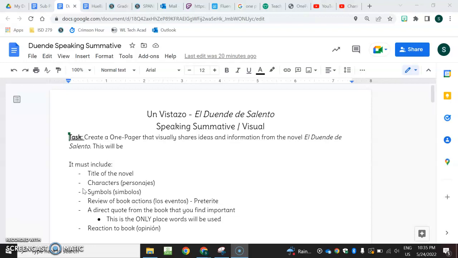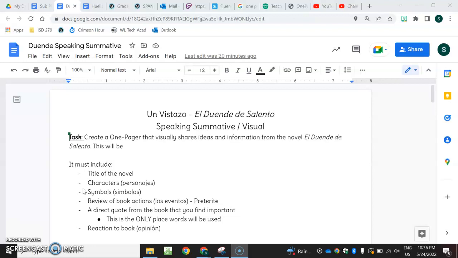What símbolos, what symbols kept coming up in the book, or are things that we talked about on more than one occasion? So, for example, you might choose to include la guitarra con cuerdas rotas. So the guitar with broken strings became a pretty important piece throughout it, and so we talked about that guitarra and what it meant for various individuals. As well, there's a number of other things that could be included.